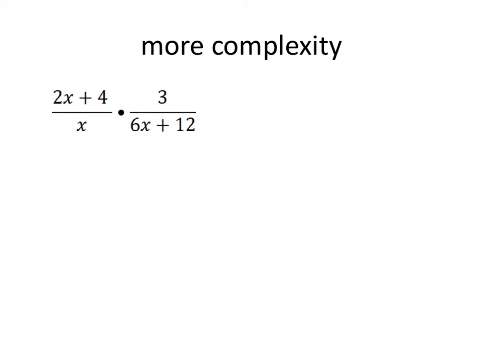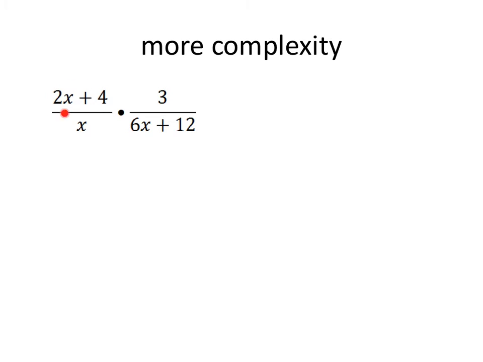Our next example is probably a little bit easier to see because there's not as much stuff going on, but it's just a little bit different in terms of the way that it works. So we have 2x plus 4 over x multiplied with 3 divided by 6x plus 12. And if we remember that first rule we wrote down a few slides ago, we want to factor with the greatest common factor or factor the quadratic. We're going to go through each one of these pieces and do that.